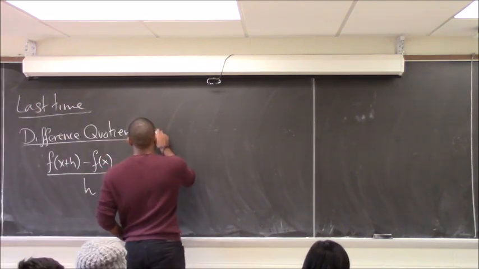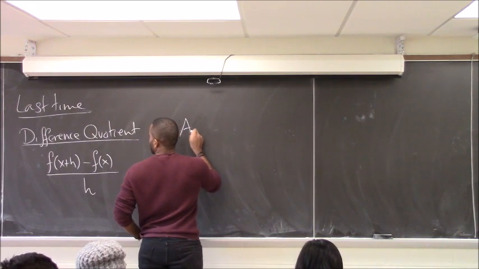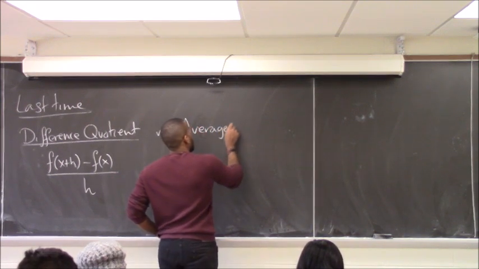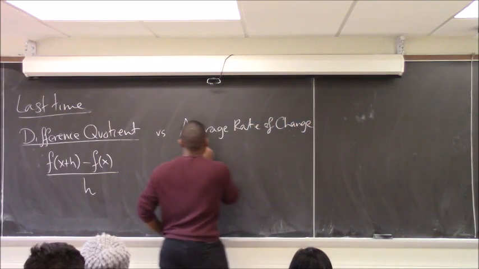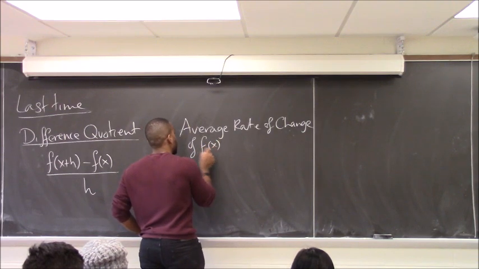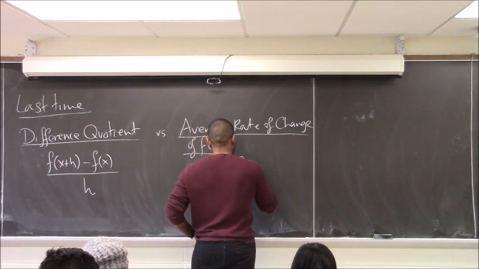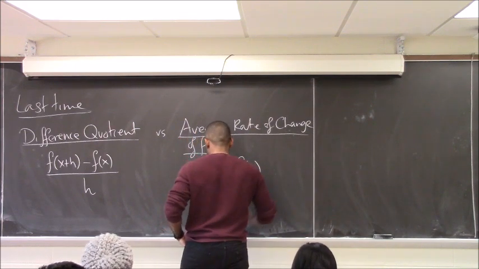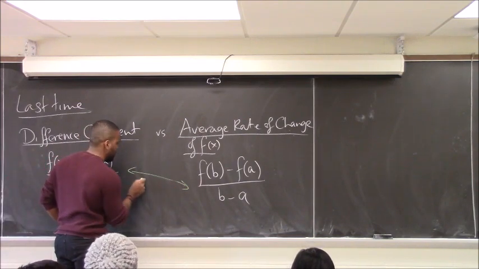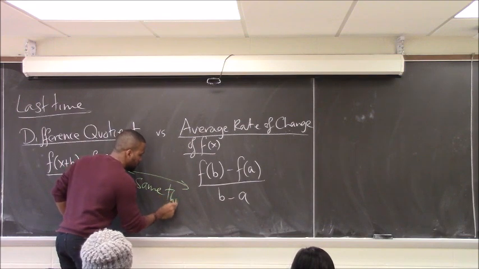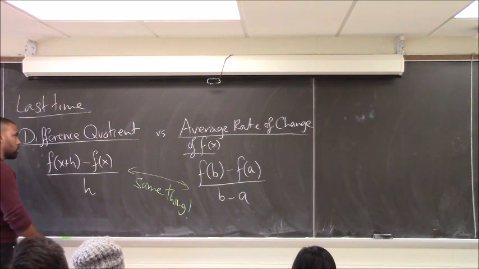We also saw something called the average rate of change. And that was actually f of b minus f of a over b minus a. And we discovered these are actually the same thing. Just different notation. So if you label the points differently, you might get one versus the other.